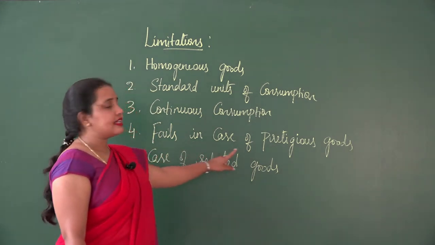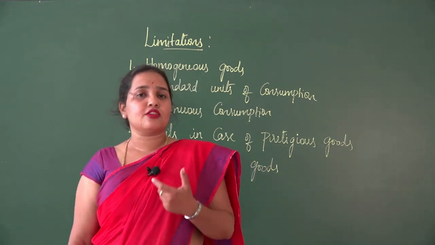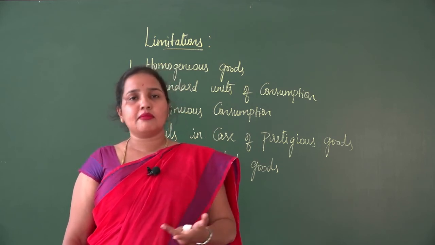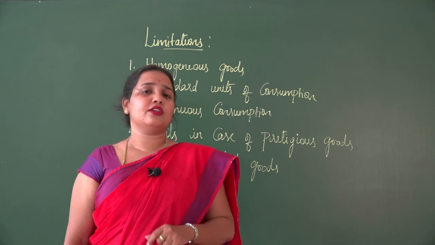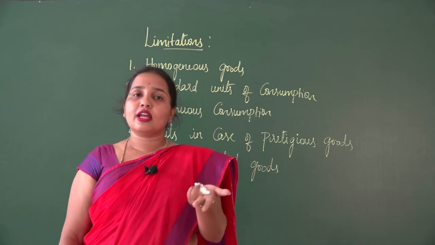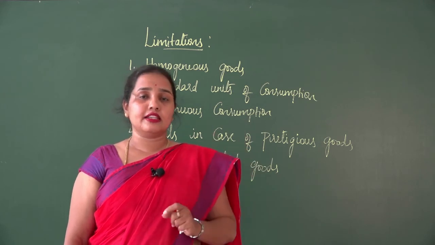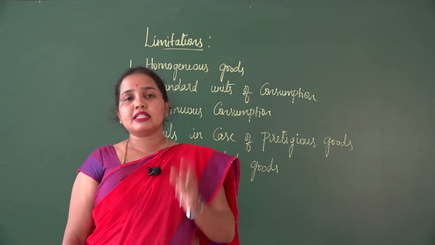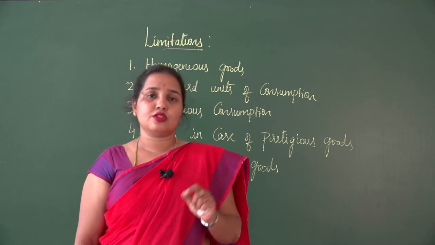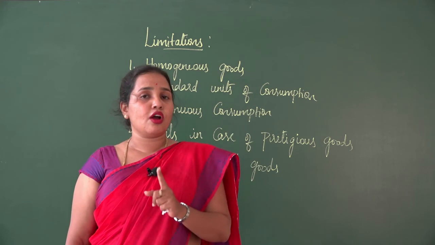Next comes failure in case of prestigious goods. Even the type of goods matters. We usually consider normal goods when we consider this law. If we consider prestigious goods like diamonds or money or any other costly goods, we see that as you accumulate, as you consume more and more units, you derive more satisfaction. In that case, utility will not diminish, rather it will increase. Therefore, for the law to operate, the commodity we take should be normal goods and not prestigious goods. When you get more and more money, our utility level increases, it will not diminish.